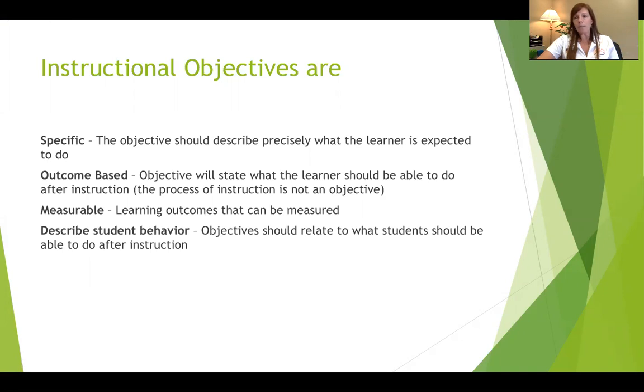Also, it must be measurable. Learning outcomes that can be measured make for a much stronger lesson plan as well as an assessment piece. And fourth, it should describe student behavior, should relate to what students will be able to do after instruction. And so you can see a common theme: after instruction. It should be specific and it should be measurable.